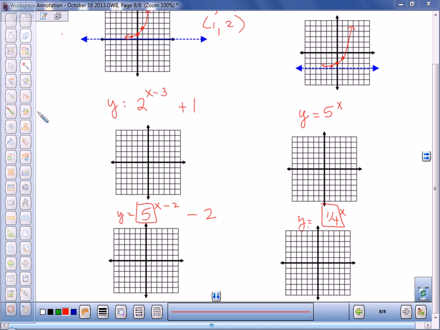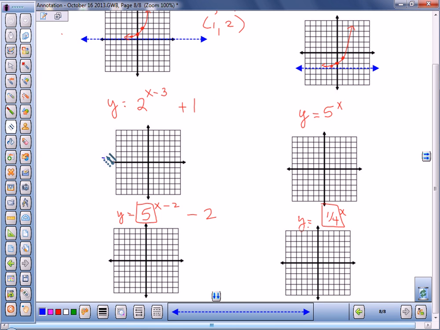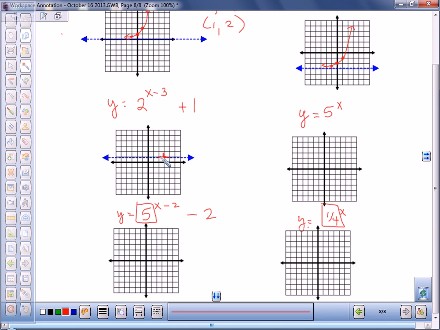Let's look at this one. Shift up 1, but right 3. So when we shift that asymptote up 1, we're here now, and then we go right 3. You can kind of think of this as a new origin. This is where we're starting from. So now all I have to do is look at the base. From this point if I go left 1, 2 to the -1 is 1/2. 2 to the 0 is 1. 2 to the first is 2. And then I have created my new graph. So we don't have to plug it in. We don't have to make a table. We're just looking at the base and shifting the function around.